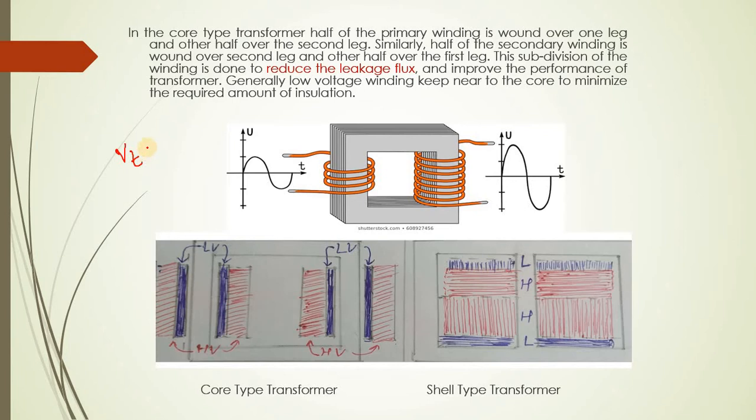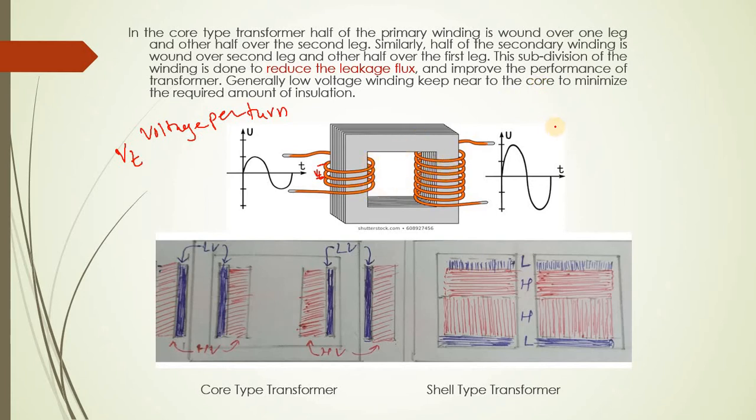So what is the voltage across one turn? That is called the voltage per turn, and it is the same for all turns, whether they are primary or secondary. So if we want to increase the voltage on the secondary side, we have to wind more turns on the secondary winding. Secondary winding will have a larger number of winding turns.